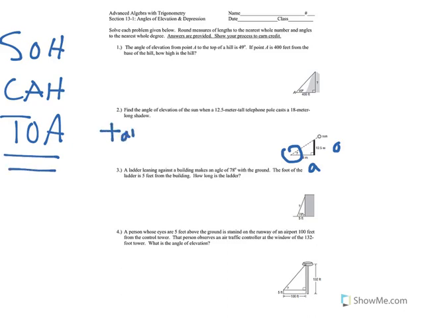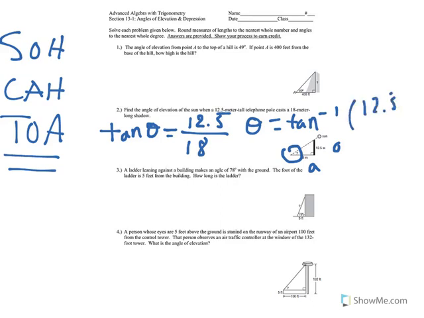So you're going to say the tangent, and you can call this theta, that's how I write theta, equals the opposite side, 12.5 over 18. If you remember in the previous part of this video, to solve for the angle, you must do inverse to both sides. So to find theta, it's going to be tangent inverse, and make sure you're in degree mode, of 12.5 over 18. So make sure you're in degree mode here.